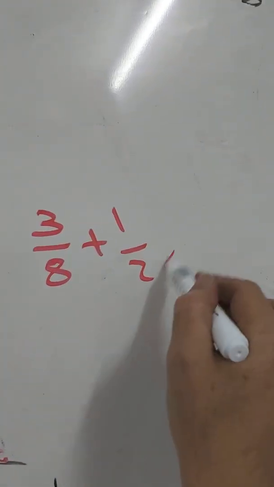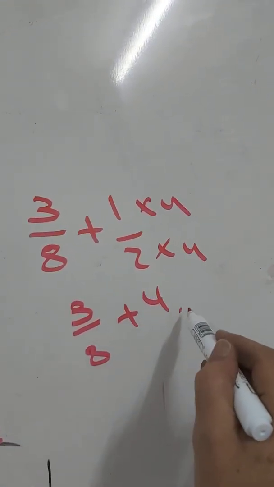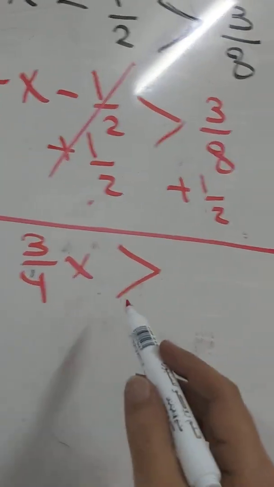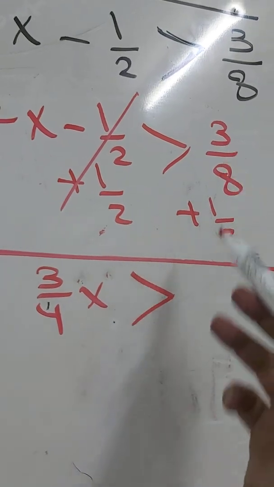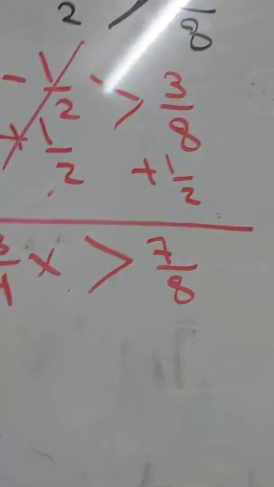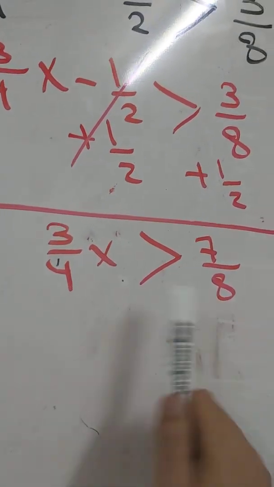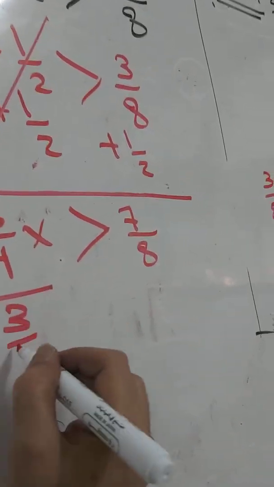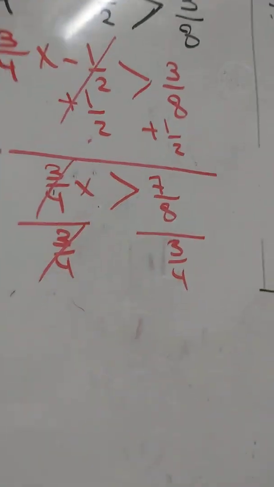We add them. Times 4 and times 4, this will be 3 over 8 plus 4 over 8. It will be 7 over 8. So 3 over 4x is more than what? 7 over 8, the sum of these two fractions. Now I have multiplication between the fraction and the variable, so I will divide both sides by the coefficient 3 over 4.